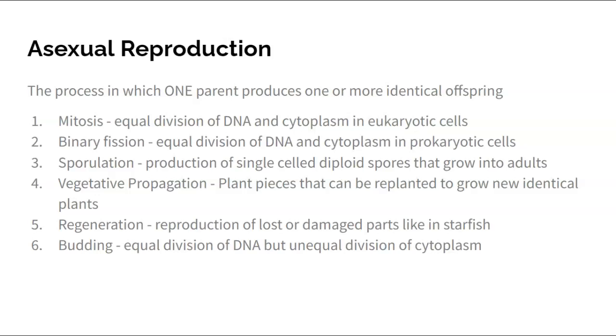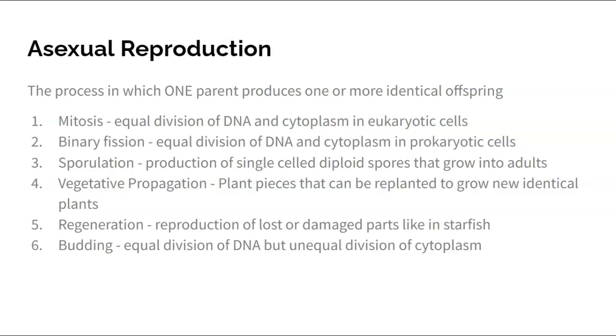Now we talked at the beginning of this that we were going to briefly go over a few types of asexual reproduction, and these are the 6 types we're going to focus on. Asexual reproduction as a whole is a process in which one parent produces 1 or more identical offspring. This is the key point, though, that it's one parent. So asexual reproduction produces clones, identical offspring, and they can do this in a number of ways.